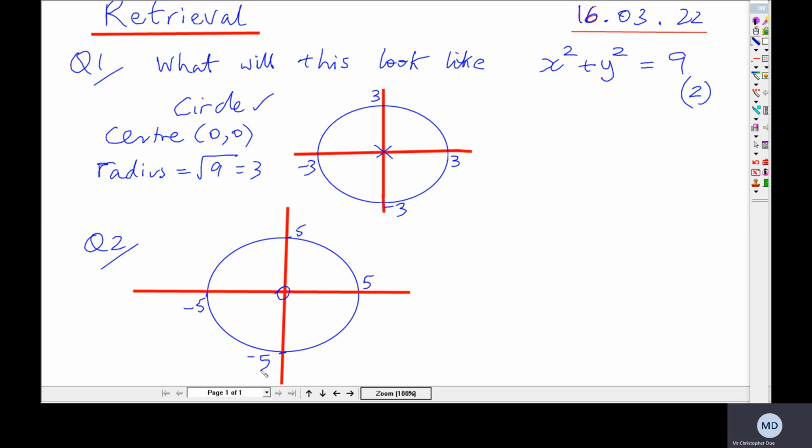What's the equation of that circle for two marks? Write it down. Let's let everyone have a go. I'm hoping I can give you both marks. What's the equation of the circle?